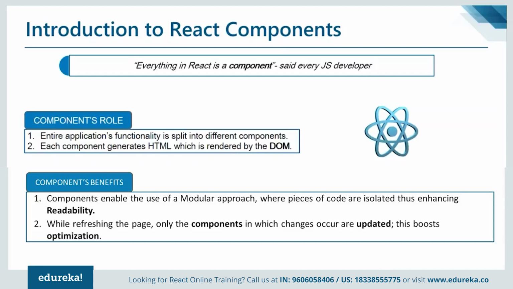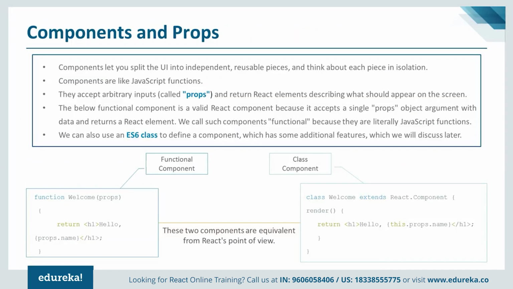Let's talk a little more about components and props. As I said, components let you split the UI into independent and reusable pieces. They accept arbitrary inputs, which are called props. Now there are two types of components: the functional component and the class component. The functional component is the one where we use functions, and the class component is the one where we use classes. Here is an example of the functional component, where we declare a function called Welcome, and it takes an input parameter called props.